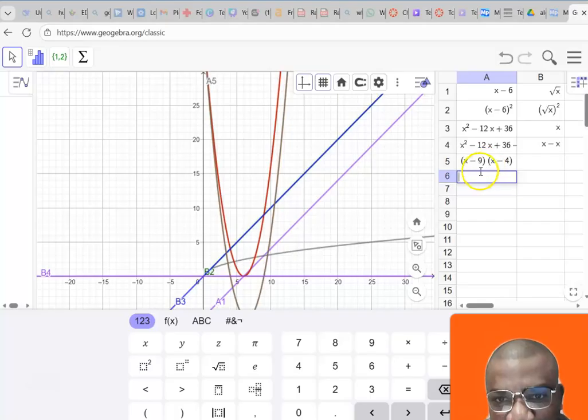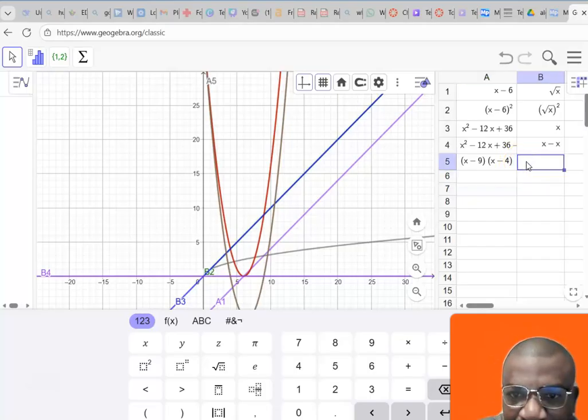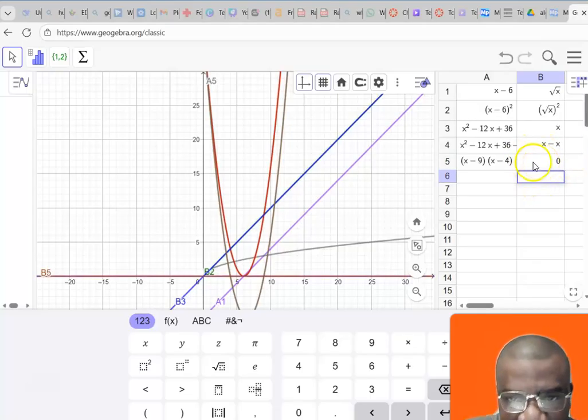Good. So simplify. Just like we'll factorize this side, because this is a quadratic equation. So here also, simplify. Close bracket. So see, we succeeded in having 0 at the right hand side.